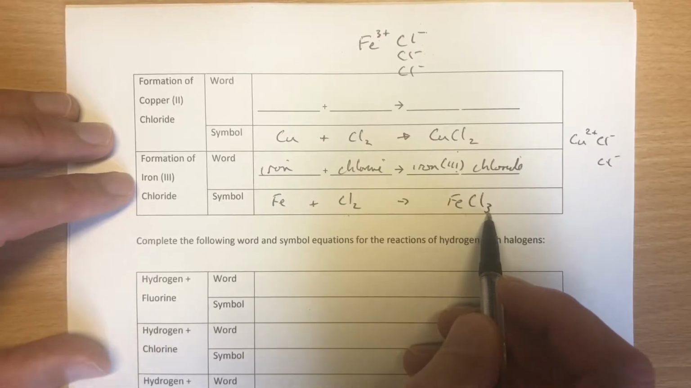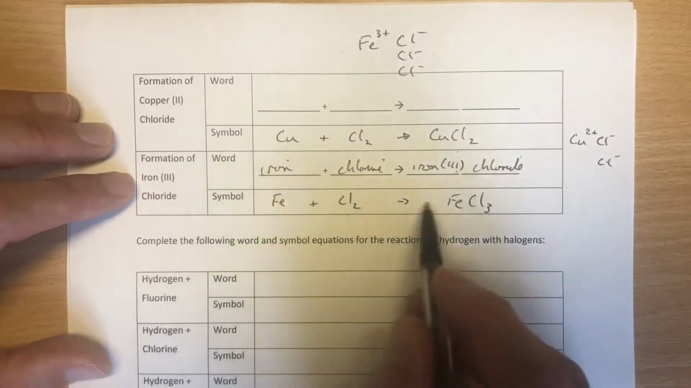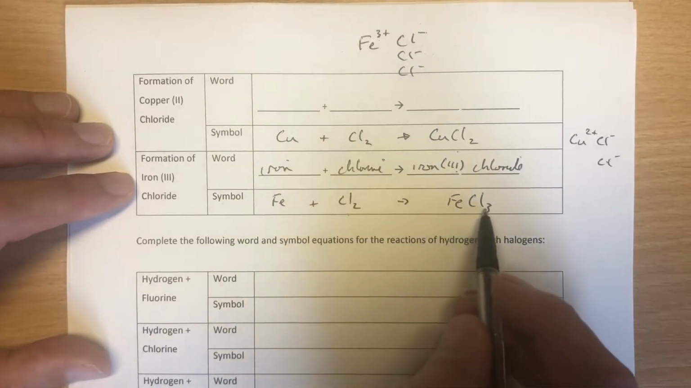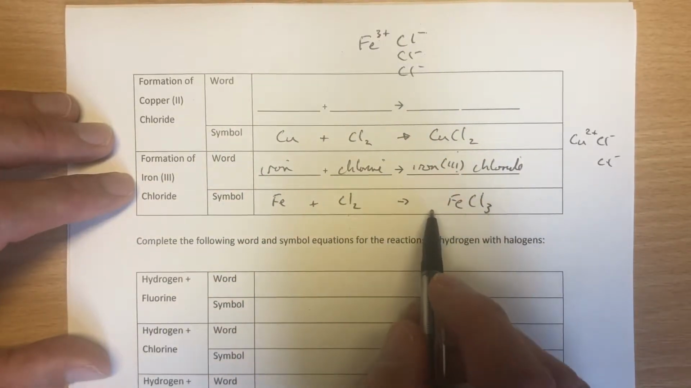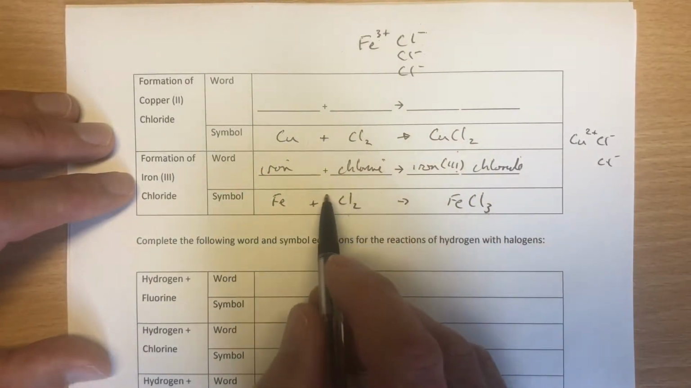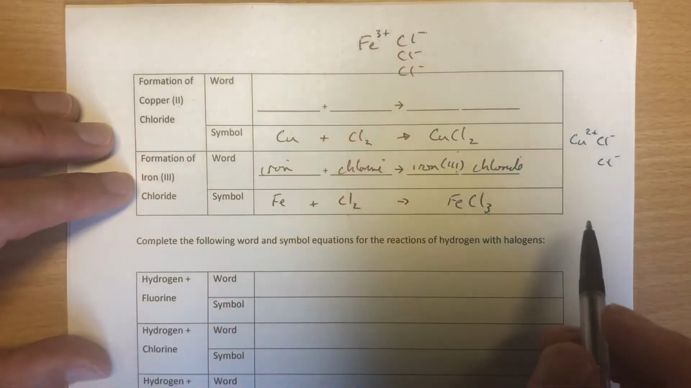Okay, so the quick way to do this is to say, what's the common multiple between 2 and 3? And the answer is 6. So I'm going to need 6 chlorines on this side and 6 chlorines on that side. Okay, so I could put a 3 there and a 2 there. That would make it work. That's the quickest way to do it.